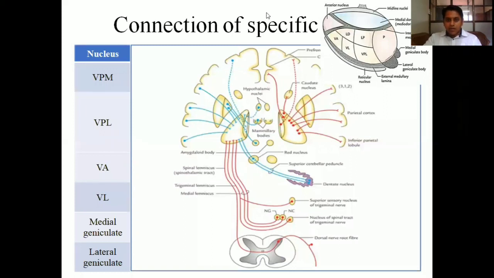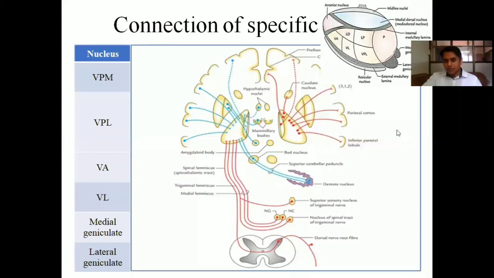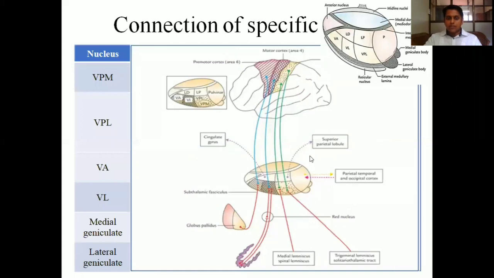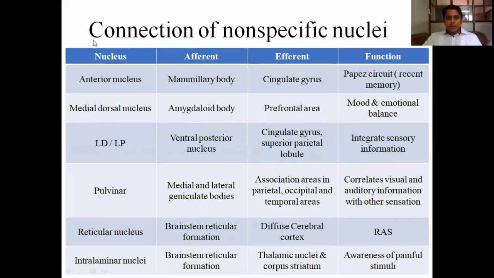Okay, I think all have joined. Let us move ahead with the next part. Just a second. Okay, let us move ahead with the non-specific nuclei.